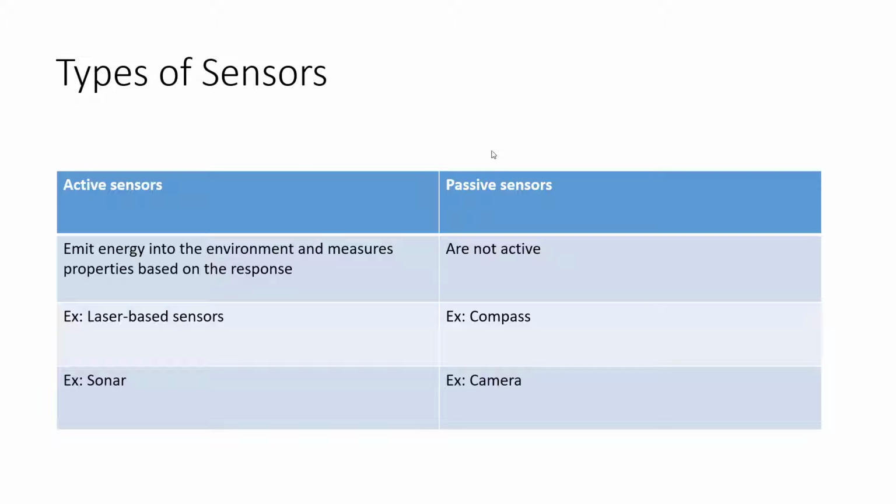There are a few different ways to differentiate types of sensors. One of them is active versus passive sensors. Active sensors are ones that emit energy into the environment and they measure something based on the response. So laser-based sensors are a great example. They emit some laser and they wait for that laser to hit something and get back to the starting point, and then they measure the time of flight. Passive sensors are just not active, so they do not emit any energy into the environment. Compasses, for instance, just react to magnetic fields, and cameras just accept light.